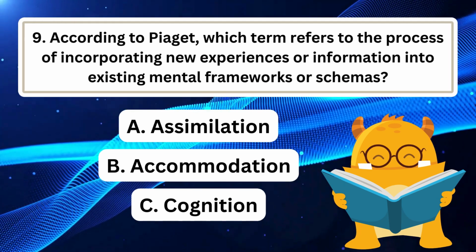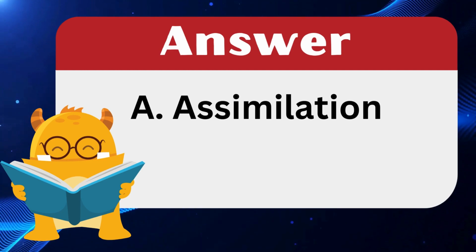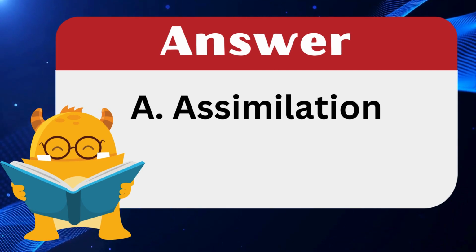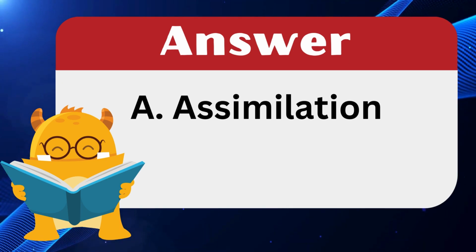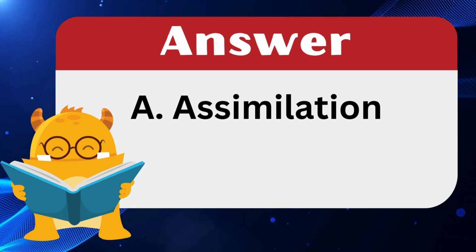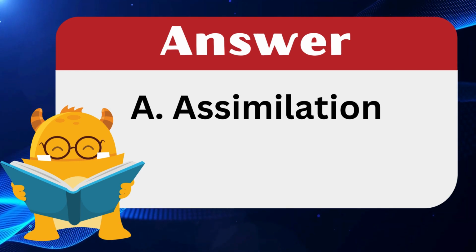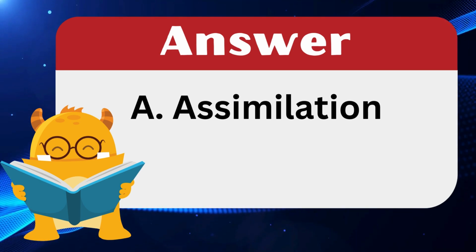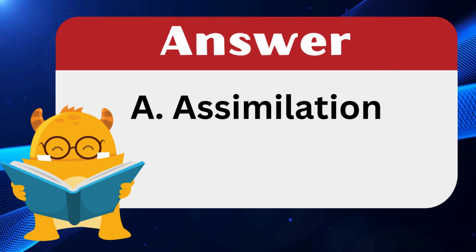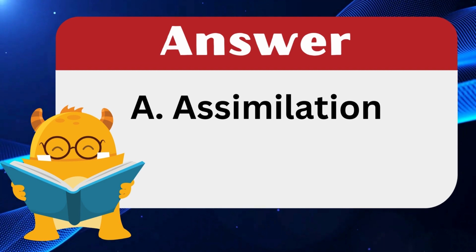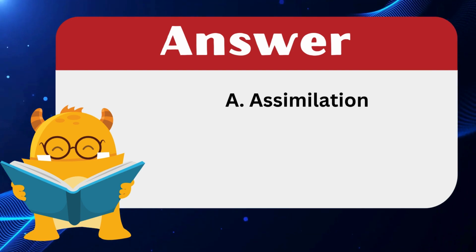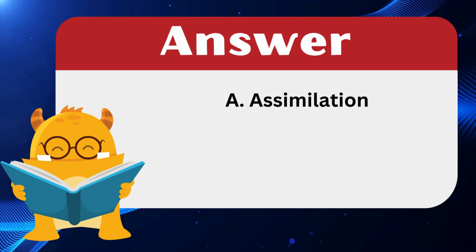A. Assimilation. Assimilation, as proposed by Piaget in his theory of cognitive development, denotes the cognitive process by which individuals incorporate new information, experiences, or objects into their existing mental frameworks or schemas. It involves fitting or adapting new information to pre-existing schemas, allowing individuals to interpret and understand new stimuli or events based on their existing knowledge structures or mental models.